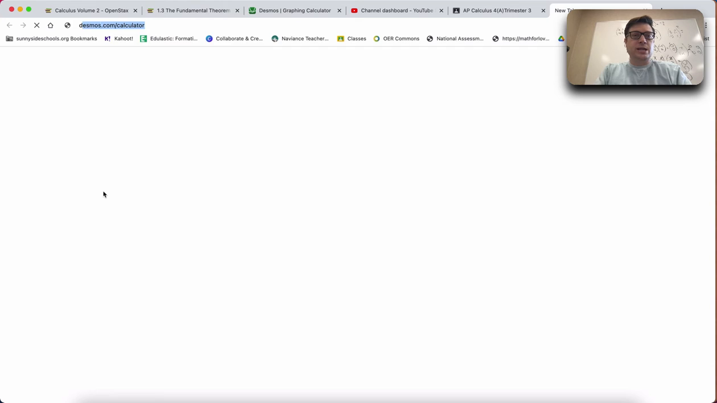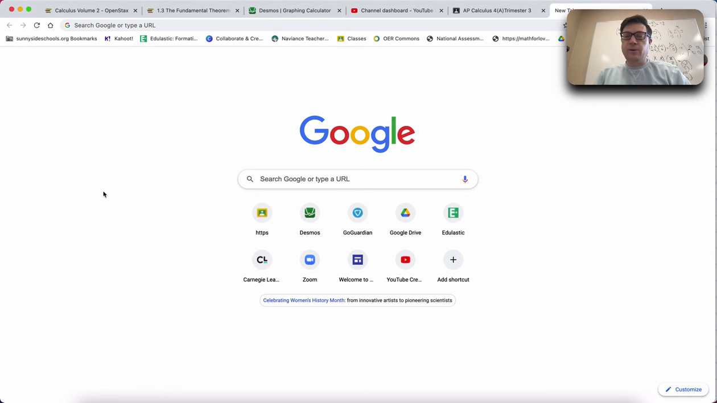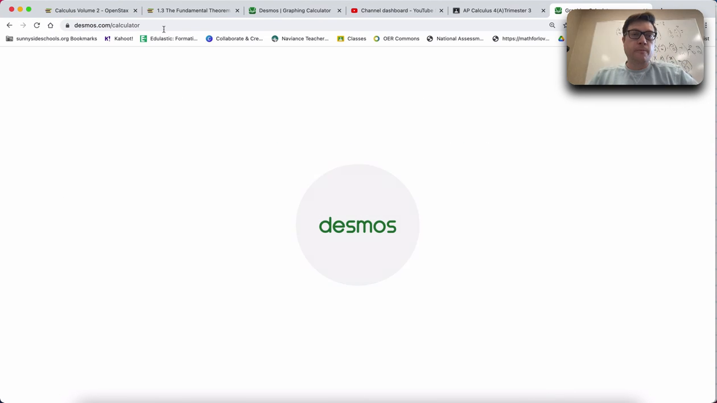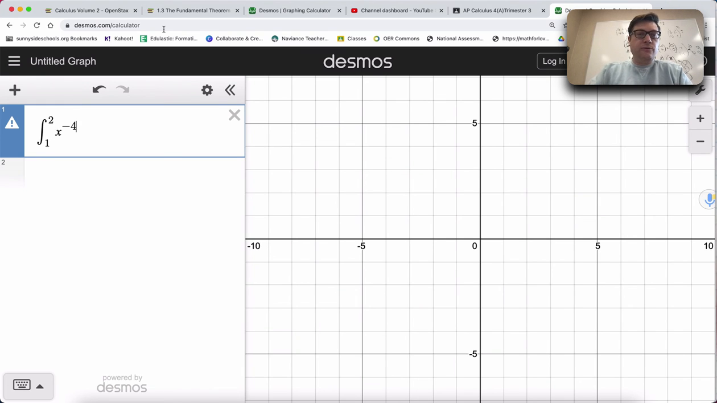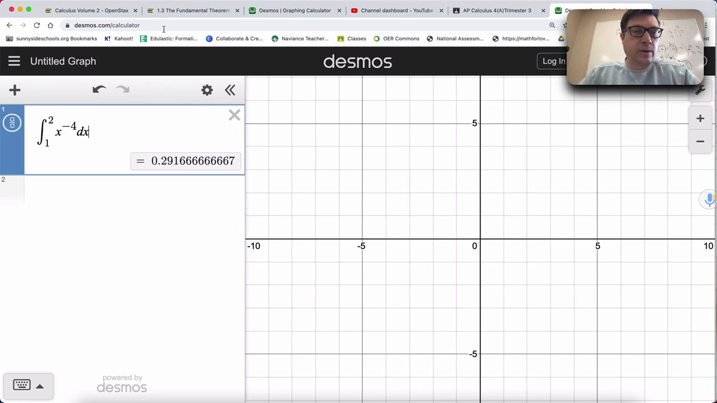Let's just jump into Desmos and let's just do the direct definite integral. Let's evaluate the definite integral of x to the negative 4 from 1 to 2. You can find the integral function in the miscellaneous button, but I'm also going to just type from my laptop int, and that's going to pop up the integral sign too. 1, and have to move up 2, and then x to the negative 4. Don't forget dx or it won't evaluate it.